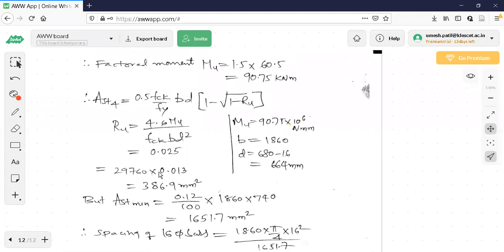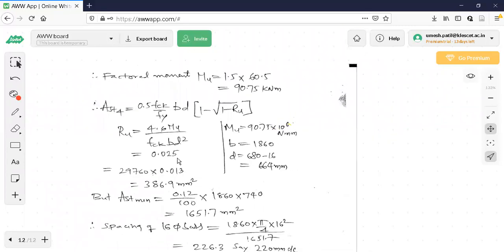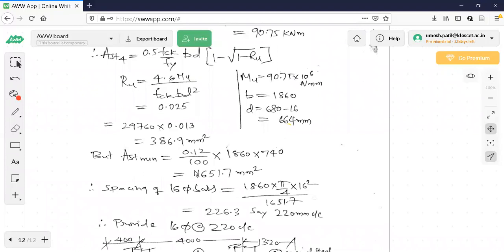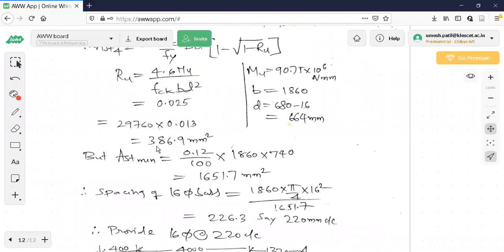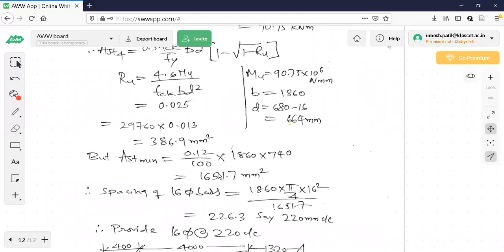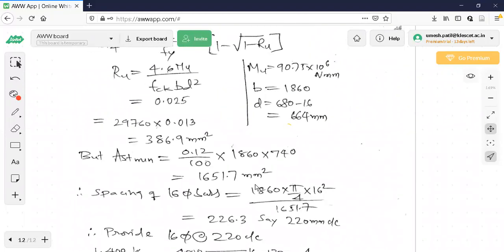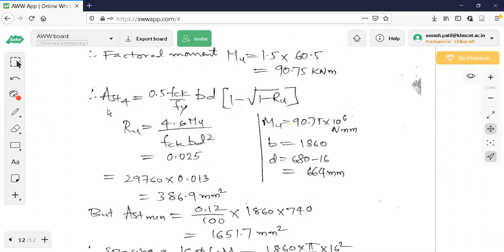Usually in every problem, this is going to happen. AST3 and AST4, those values given by bending moment will be less than AST minimum. Normally it is happening like that. It means compulsorily you have to calculate AST minimum and check it. It will be much higher than the AST value the bending moment is giving you. So this is AST4. Everywhere AST1, AST2, AST3 use this formula.